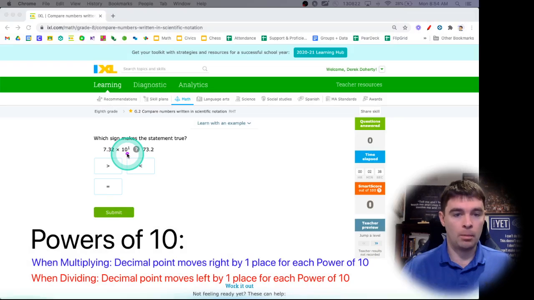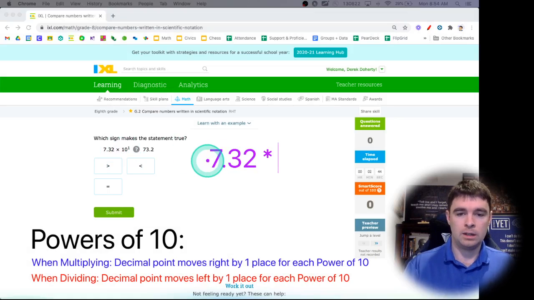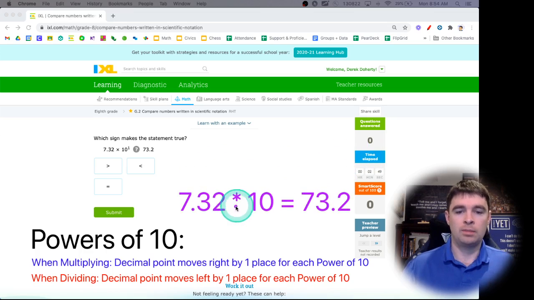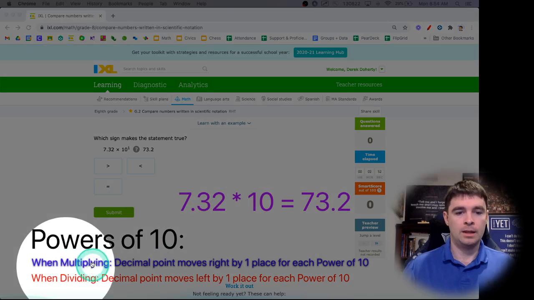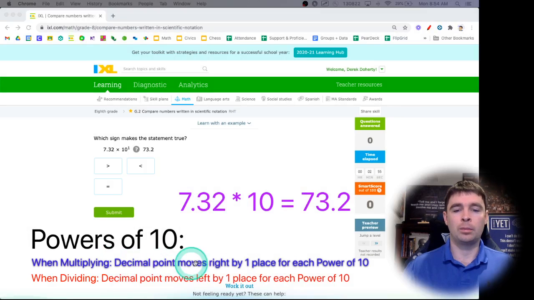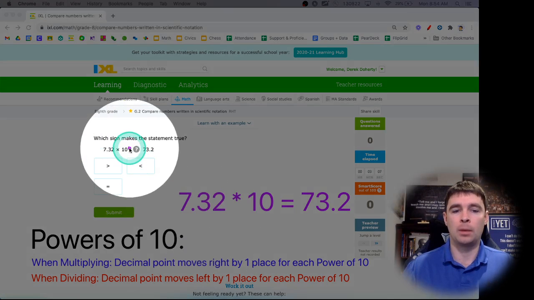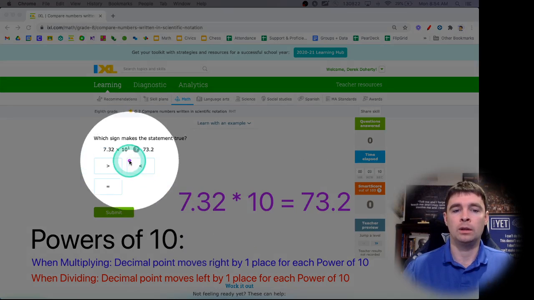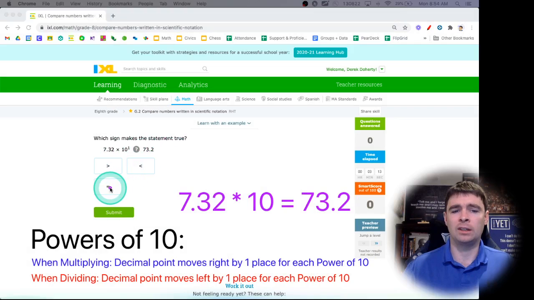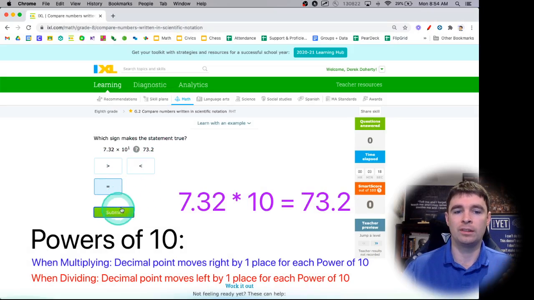Now, in this case, if they're multiplying 7.32 by one copy of 10, we know that 7.32 times a single copy of 10 is going to give us 73.2. This builds off the idea that whenever we multiply, the decimal point moves right by one place for every power of 10, so we have a quick way to do these. I could just take this decimal point and slide it one place to the right because I was multiplying by one copy of 10, and I would get 73.2. That tells me that these two numbers are actually equal to each other. They're the same value, just written in two different forms.